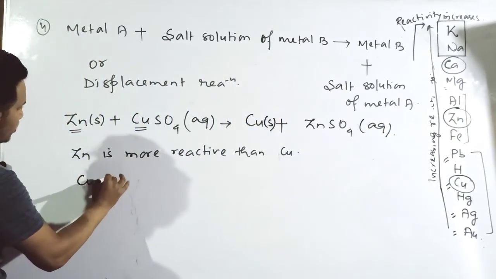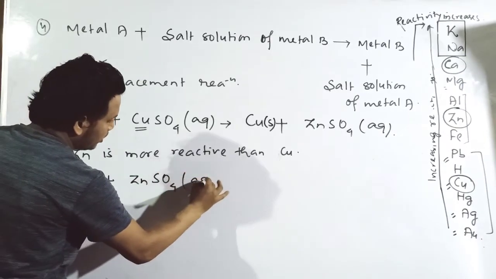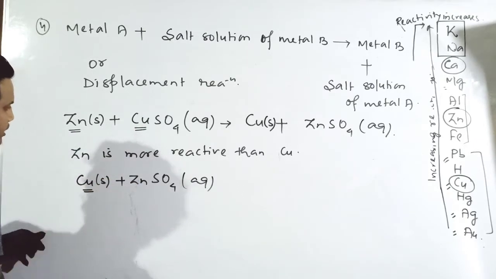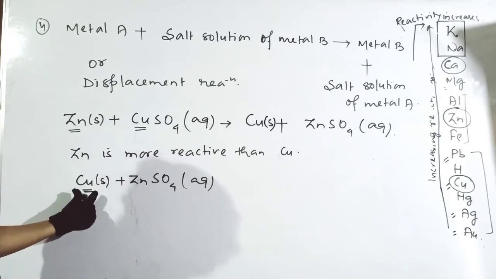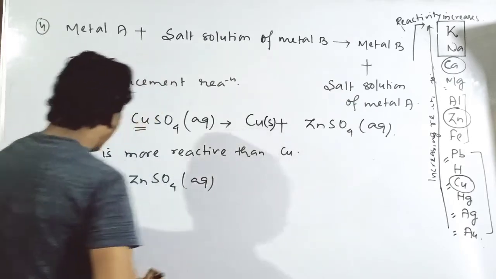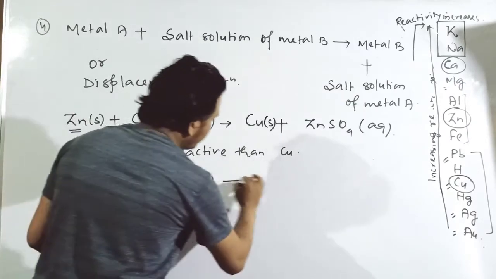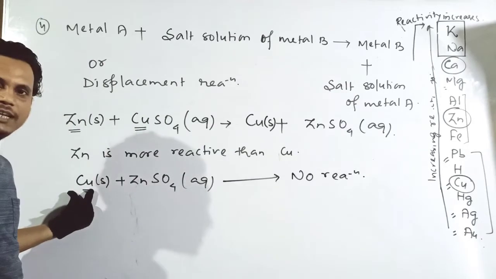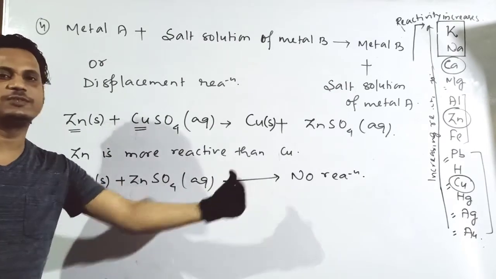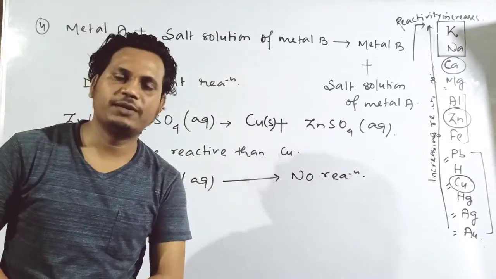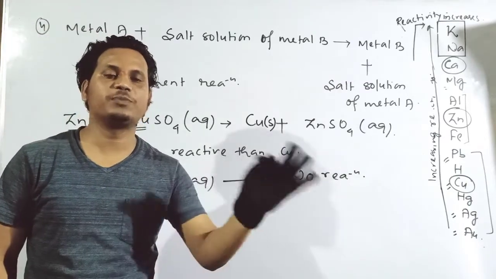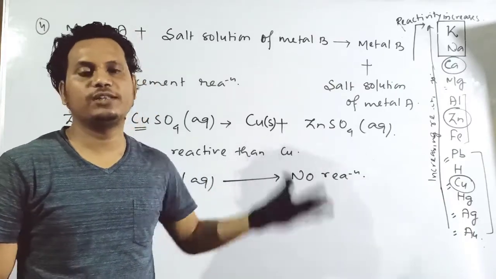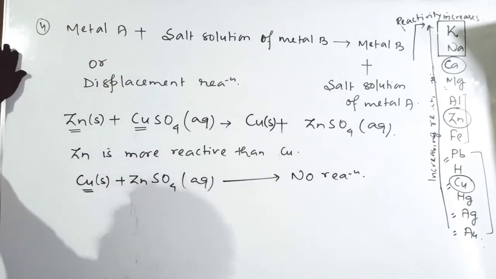Now if you write copper plus zinc sulfate, what will be the product? Copper is less reactive than zinc, so copper will not displace zinc. There will be no reaction. This is already explained by me. You can type on YouTube displacement reaction and double displacement reaction, both are there by Ruhul's tutorial, then you will get the video. Take one more example for this.